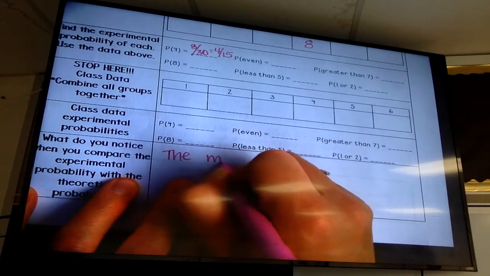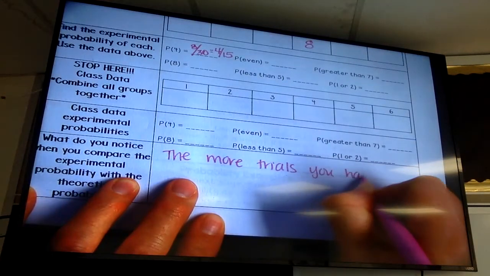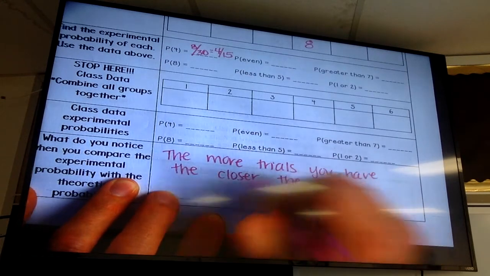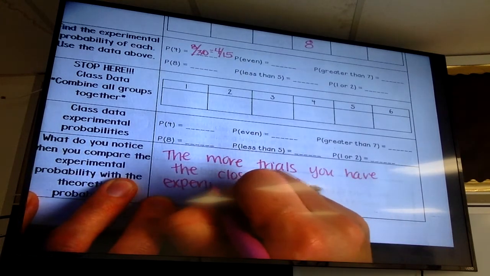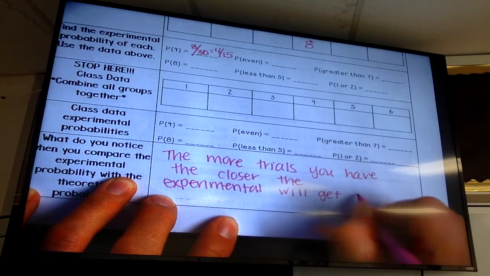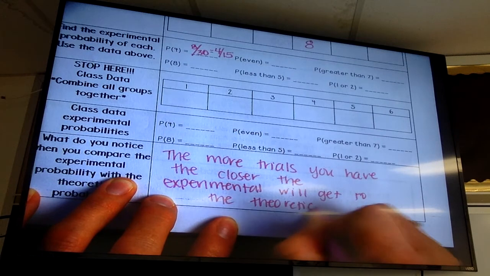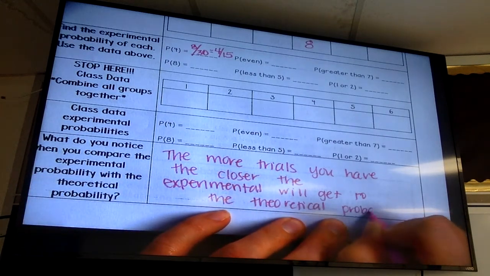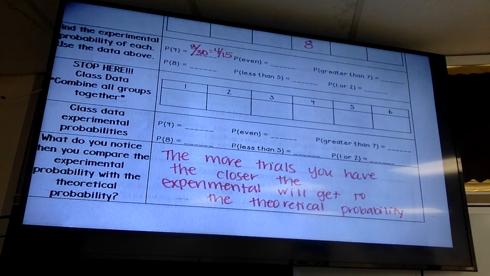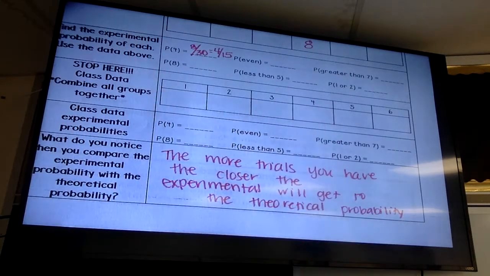You should notice the more trials you have, the closer the experimental will get to the theoretical probability. So the more trials you have, the more and more and more we do it, the closer and closer and closer our experimental probability will come to our theoretical probability.